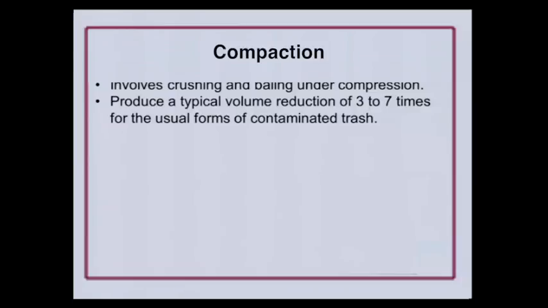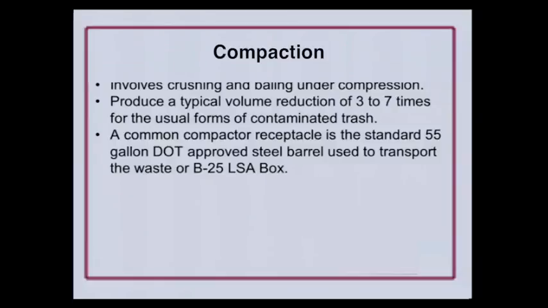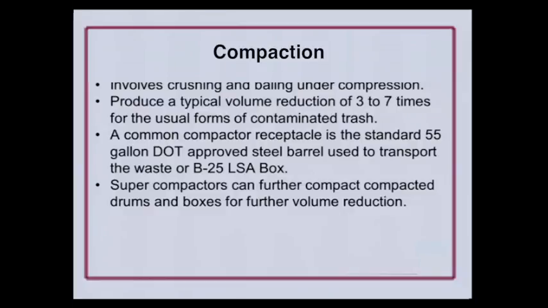As far as compaction being a method, that's one method. Basically, it's just like your home trash compactor. You bale it or compress it, get a volume reduction about 3 to 7 times. The normal receptacle for compacting is a 55-gallon DOT-approved steel barrel, 55-gallon drum. You can also compact in a B25 LSA box, low specific activity box. It's a steel box, a little bit bigger volume.